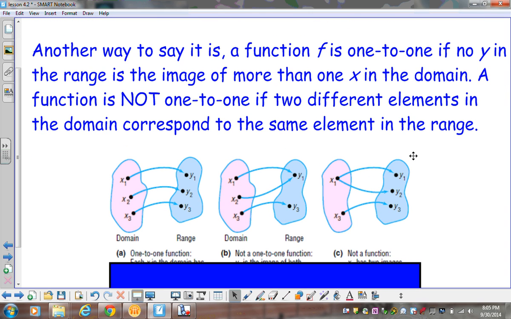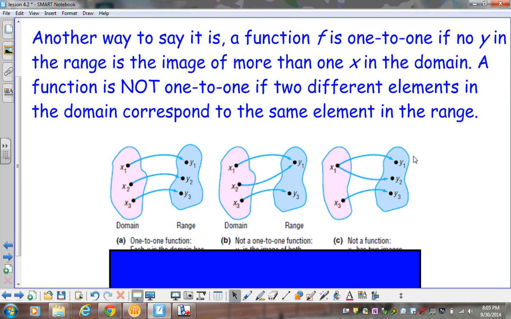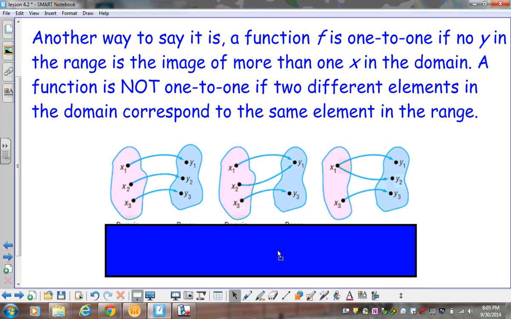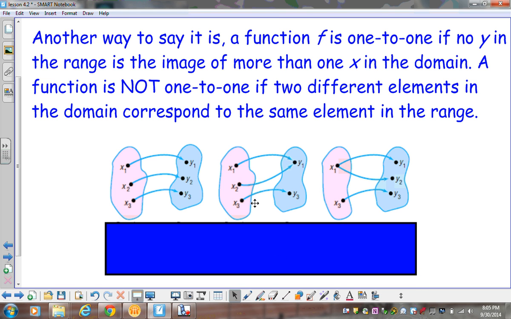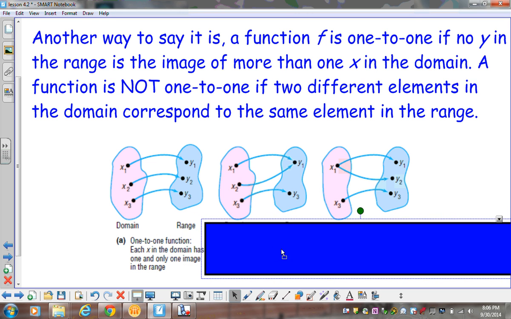The easiest way I've always found for this is to set them all as ordered pairs and see if any of them repeat. All right, so looking at this mapping, x1 goes straight to y1. No other domain values go to y1, so y1 does not repeat. x2 goes to y2. Nothing else goes to y2, so y2 doesn't repeat. And then x3 goes to y3, and once again nothing else goes to y3, so this represents a function. It is one-to-one as well, because none of my y values repeat.